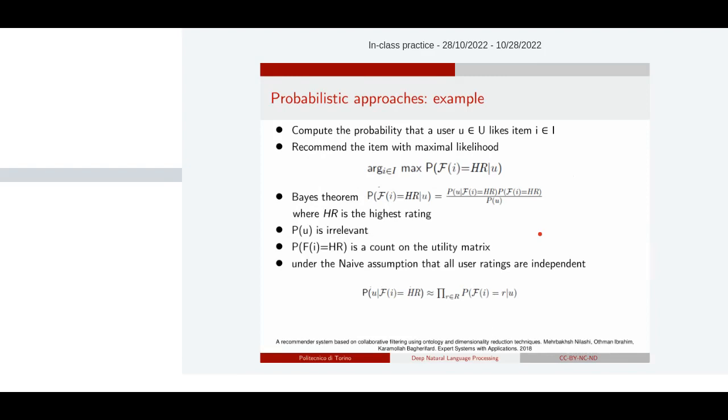Probabilistic approaches try to maximize, again, the likelihood of giving a high rating to a given item by a given user. These are typically estimated using Bayesian probability functions. A common way to solve the problem is to apply probabilistic models in order to estimate the probability for a given user to positively rate a given item. And then, of course, the idea is to recommend the items that maximize the posterior probability.